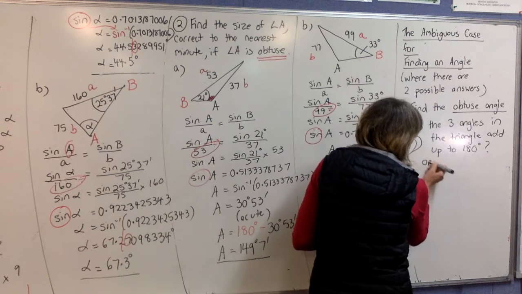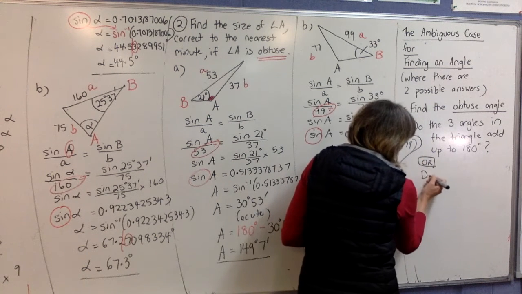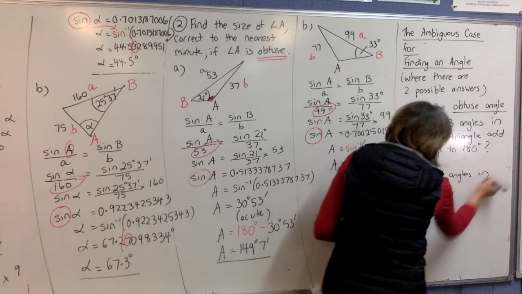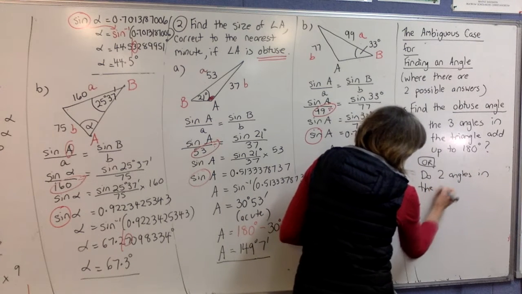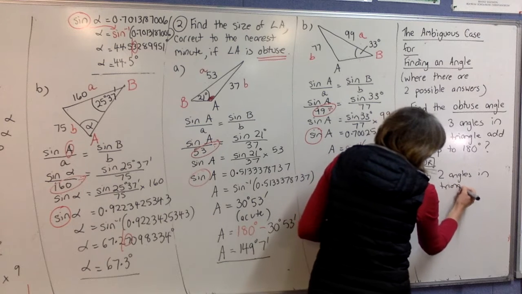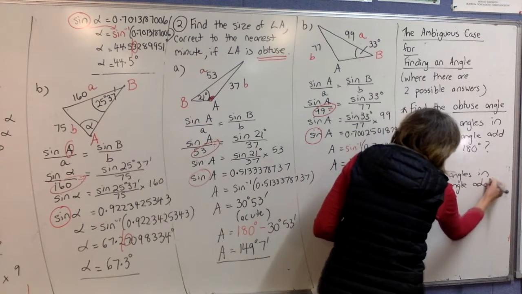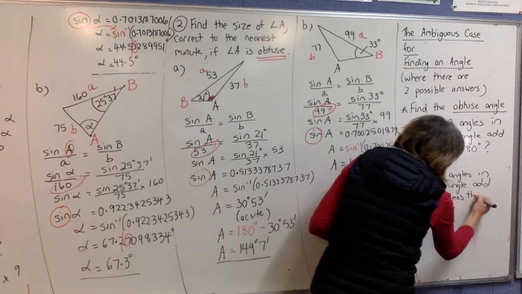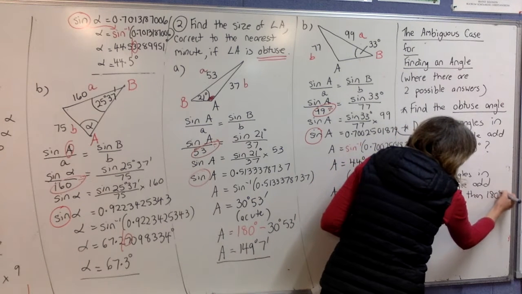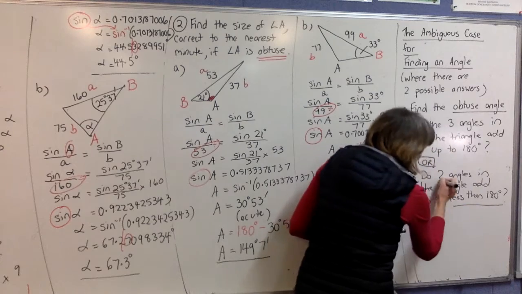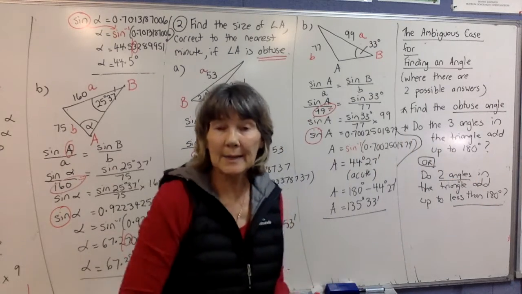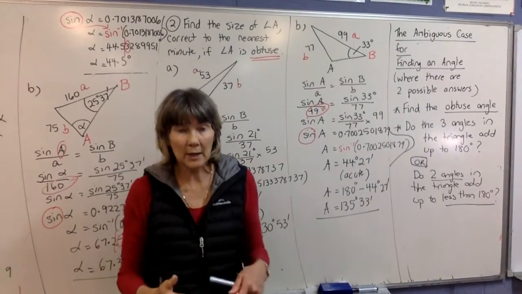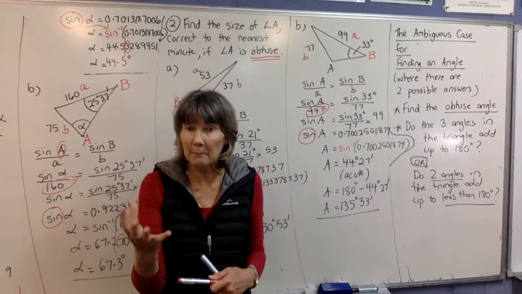So, do 2 angles in the triangle add up to less than 180 degrees? That's probably what's going to be happening, right? Because what you need is if 2 angles add up to less than 180 degrees, then there's something left for the 3rd angle.